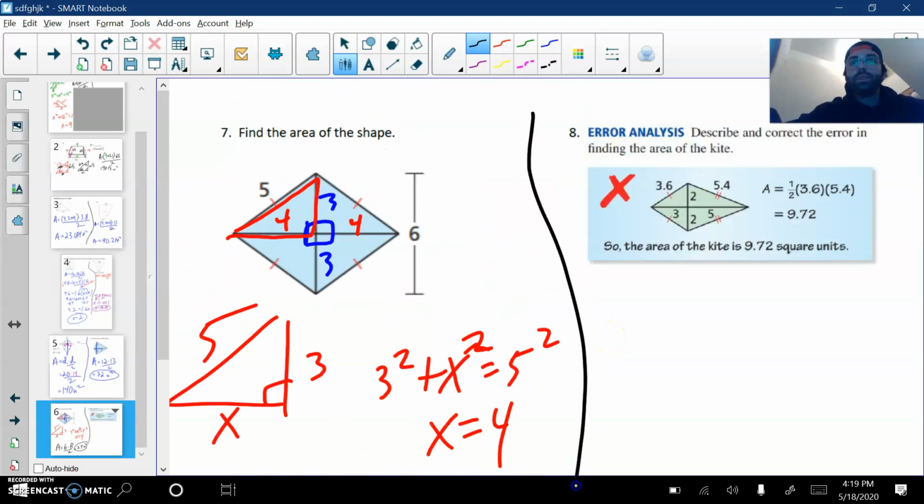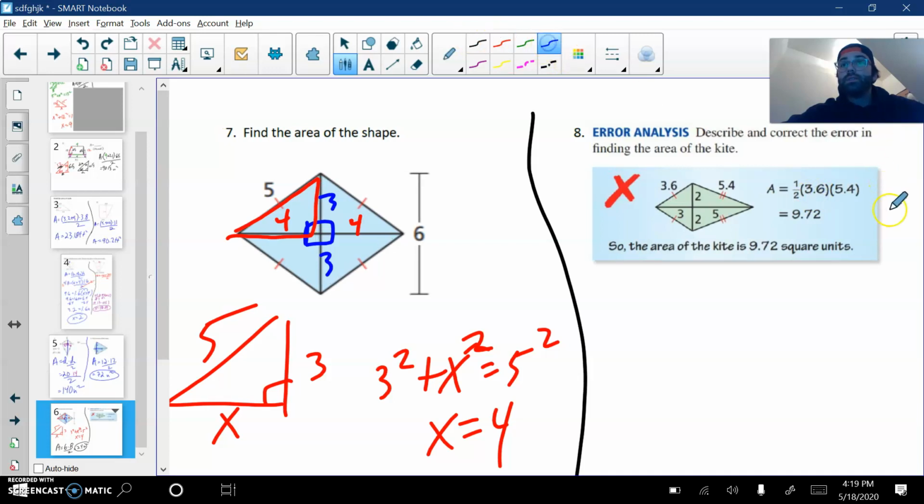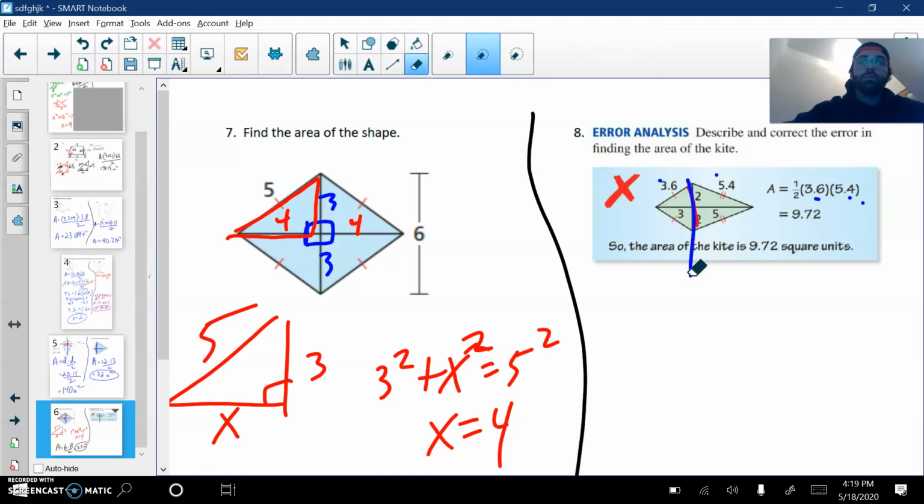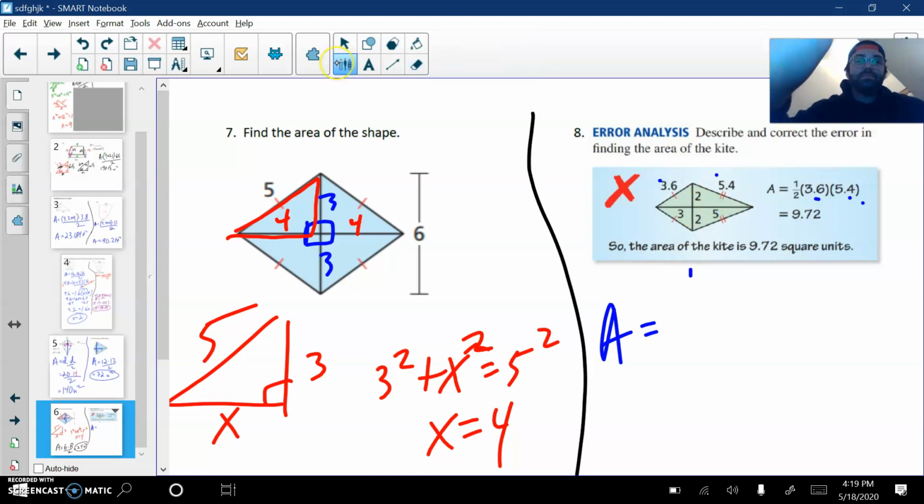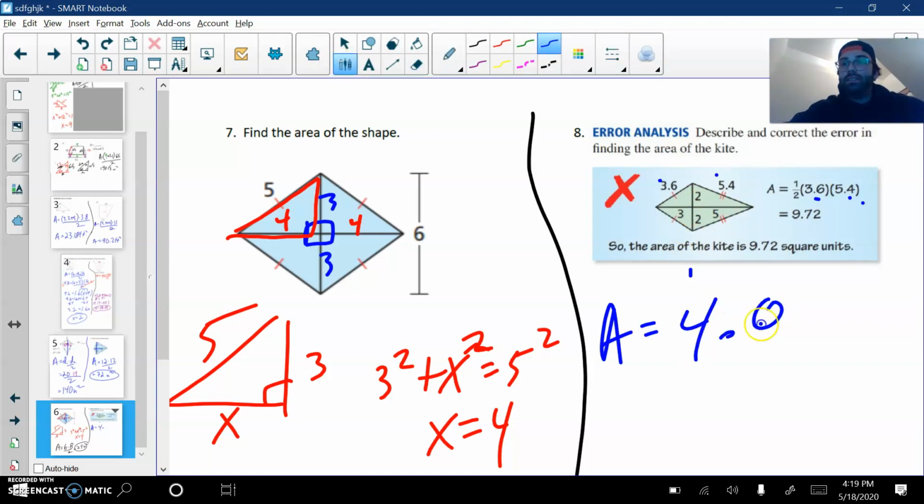Last one, number 8, but it's really number 10. You'll notice here that this person chose to use the side lengths, 3.6 and 5.4, instead of the actual diagonals. Remember, the diagonals go through the shape, so here and here. The area should be 4 times 8 over 2. Putting the 1/2 in front is the same thing as dividing by 2. You're still going to get the same answer. So you should get 16 units squared.